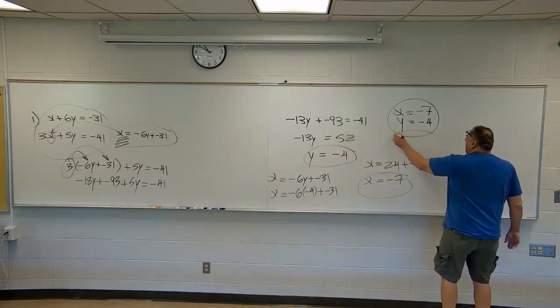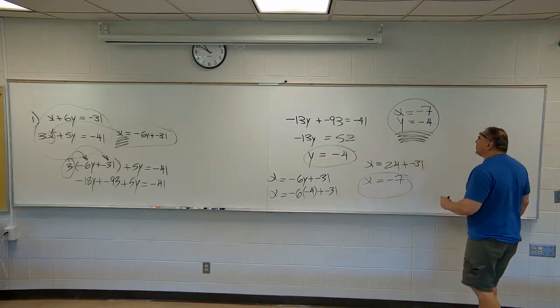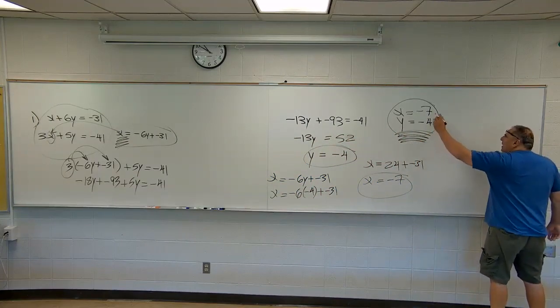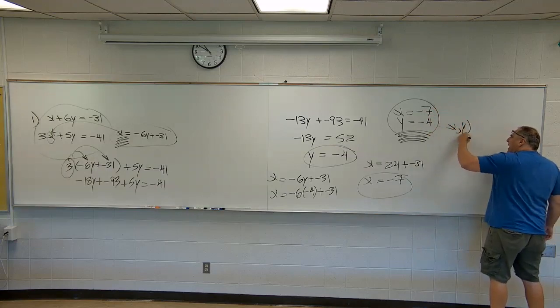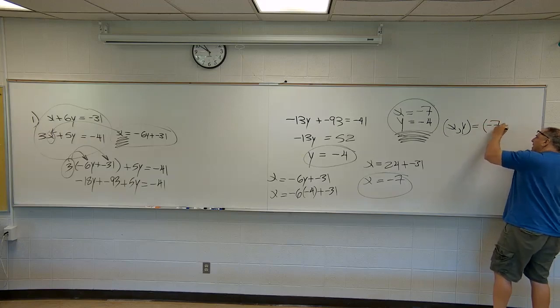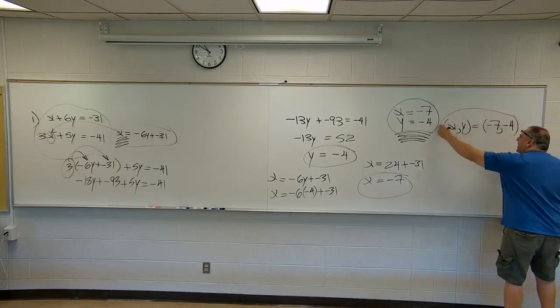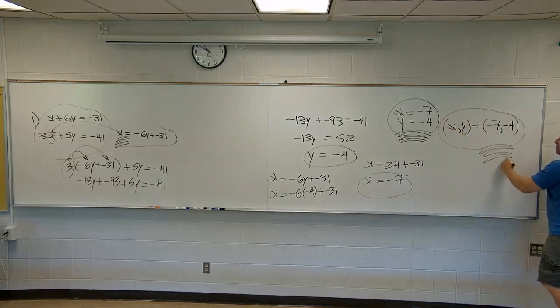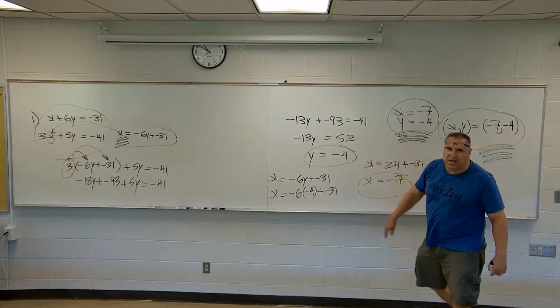This is the answer, guys, via the substitution method. X equals negative 7, y equals negative 4. What does that mean? X comma y is negative 7 comma negative 4. Remember we were talking about linear equations earlier. That's the answer. It means the same thing.